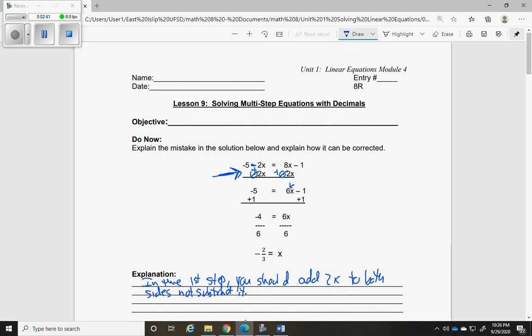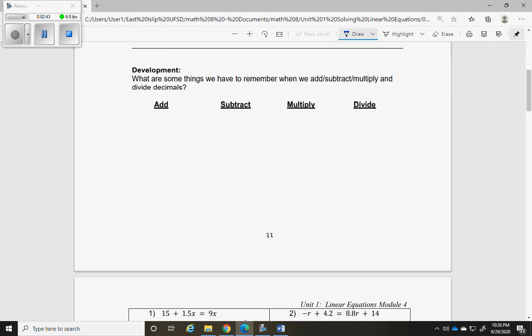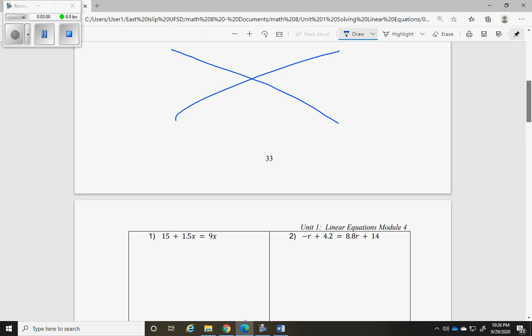And I'm not going to be talking about or writing this stuff down. I would wish that you would know that when you add and subtract with decimals, you have to line up the decimal. And when you multiply, you have to count the number of decimal places. And when you divide, you move the decimal. But again, use that calculator.